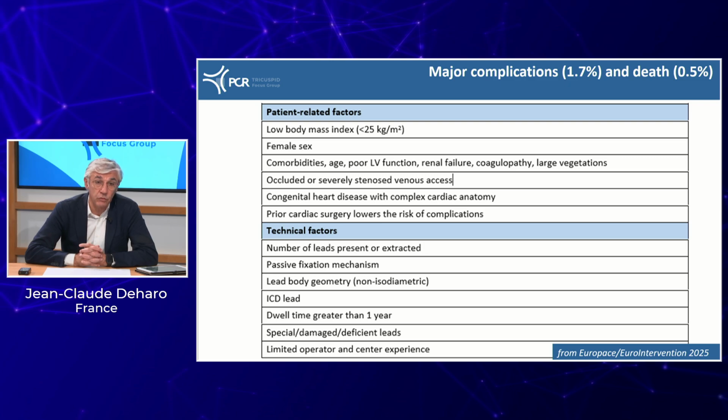You have some factors which are correlated with the complication or death risk, but I would say that if we want to make it simple, it's all about the lead dwelling time. When you have more than, let's say, 6 or 10 years for a pacemaker lead, or more than 12, 15 years for an ICD lead, it carries a strong risk. And also it's a matter of the number of leads that you have to remove. And also, of course, many factors are related to the patient or to some technical issues.